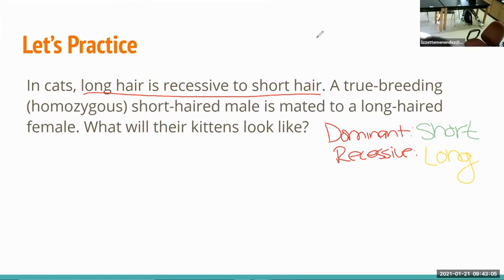The second part says that we have a true breeding, which means homozygous, short-haired male. Short hair is dominant, and they also said it's homozygous. So what is my genotype for this cat going to look like? Remember, we could do this.